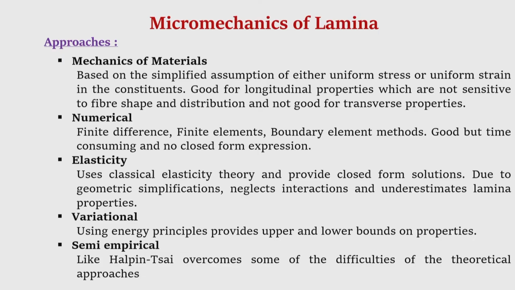Okay. Then variational approach is based on the energy principle, like principle of minimum potential energy, and it provides upper and lower bounds on the properties of the lamina. Then we have semi empirical methods. A number of semi empirical relations are provided, and one of the important and very well correlated is the Halpin-Tsai method, which overcomes some of the limitations of the theoretical approaches we have just discussed. So, the Halpin-Tsai method is many a time used to predict the properties of a lamina in terms of the properties of the fibers and the matrix, and it correlates better with experimental results compared to the theoretical approaches.